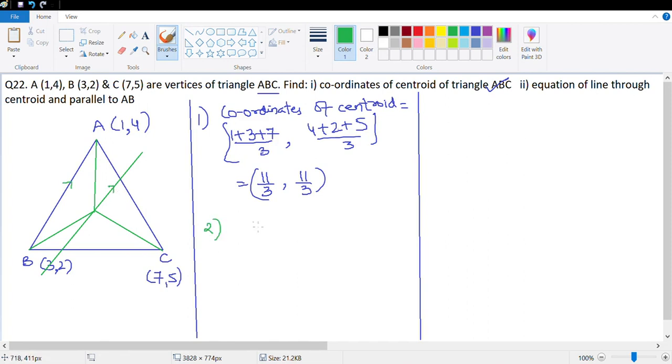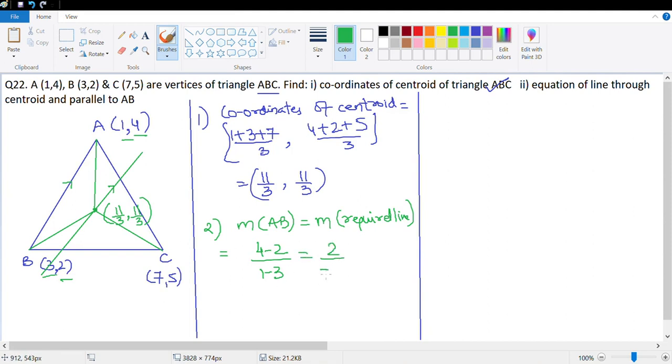Now point number 2, the slope of AB. Why are we calculating the slope of AB? Because since the required line is parallel to AB, both of them will have the same slope. And we calculated the coordinates of the centroid, 11 upon 3 and 11 upon 3. So the slope of AB, which will be equal to the slope of the required line, is y2 minus y1 upon x2 minus x1. In this case, 4 minus 2 upon 1 minus 3. 4 minus 2 is 2, 1 minus 3 is negative 2. So this is equal to negative 1.